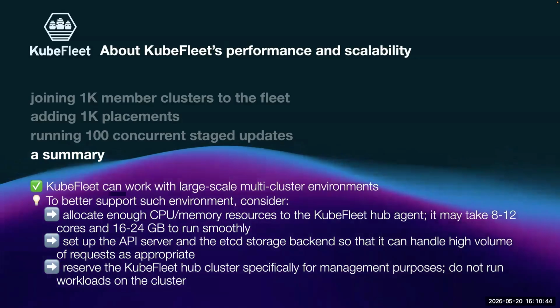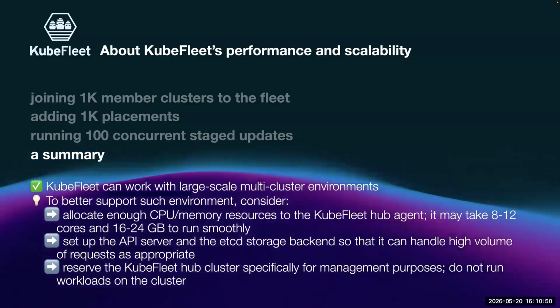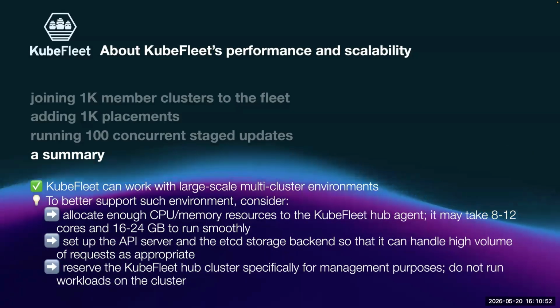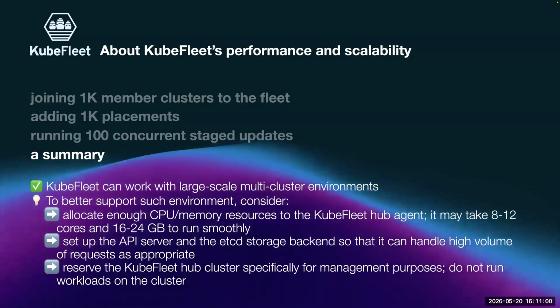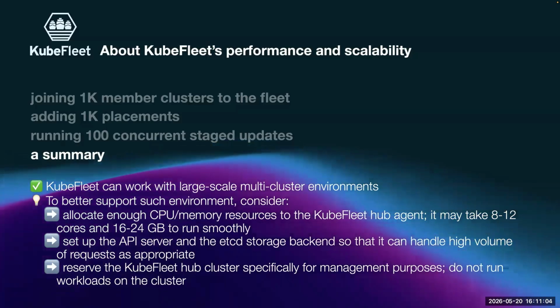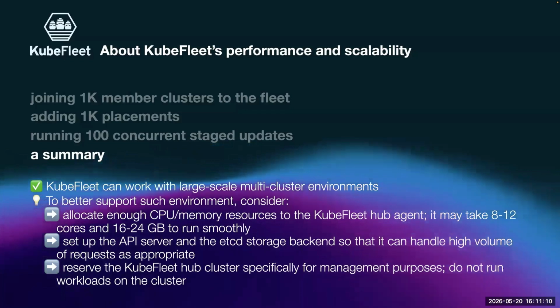But to make such an environment work, developers will need to make sure that the KubeFleet hub agent has sufficient CPU and memory resources. We recommend giving the hub agent around 8 to 12 CPU cores and 16 to 24 gigabytes of memory, just to be on the safer side. We also need the hub cluster API server and the etcd storage backend to have enough resources as well, so that they can handle the high volume of requests during the racing periods.